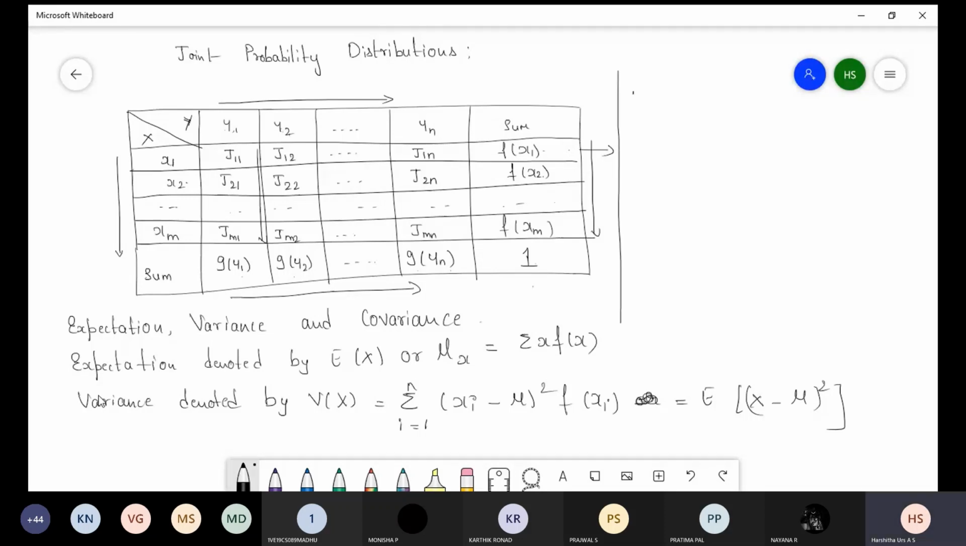E of y, same thing, sum of y into g of y. E of x into y, here we can write sum of xi into f of xi. Here also in terms of j we have to write yj into g of yj. So sum over i comma j, xi yj into j i j. This is the formula for E of x comma y.